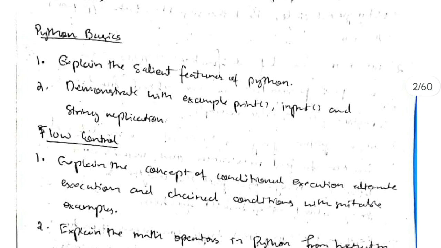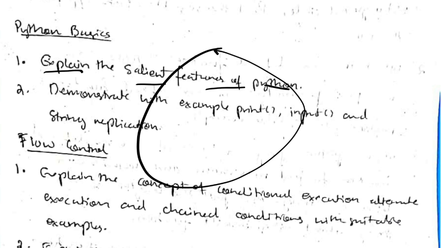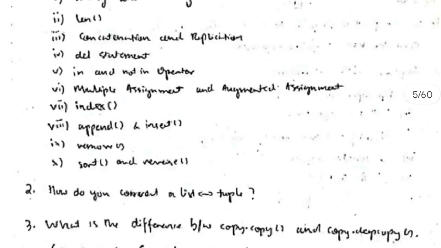In the Python basics, these two are the questions which are repeated more: explain the salient features of Python. Now I'm going to the answers part. I request you to open the questions part in some other device, so that you could be seeing the questions while I discuss the answers. This is the answer which you could get from anywhere, like any textbook.